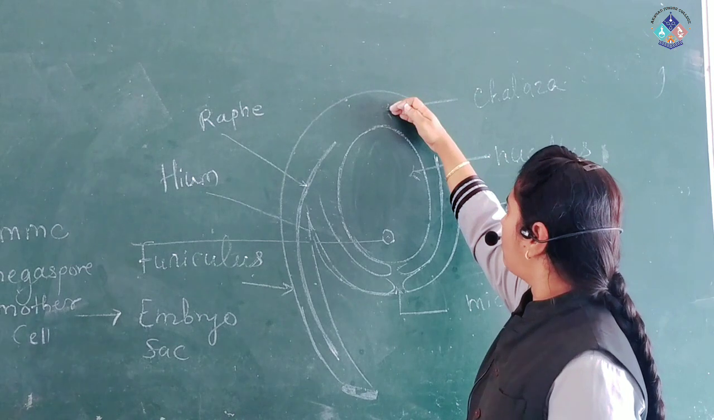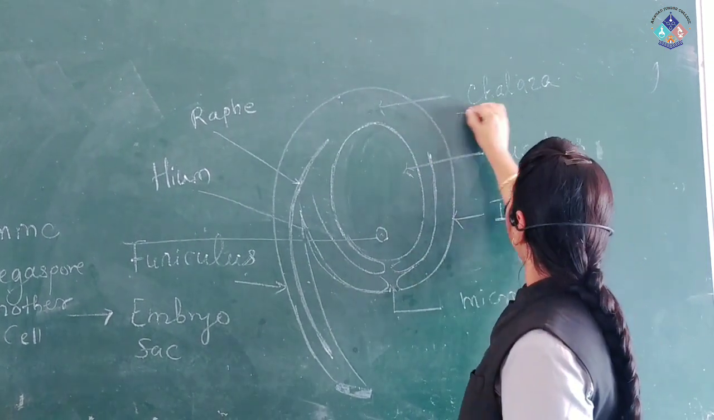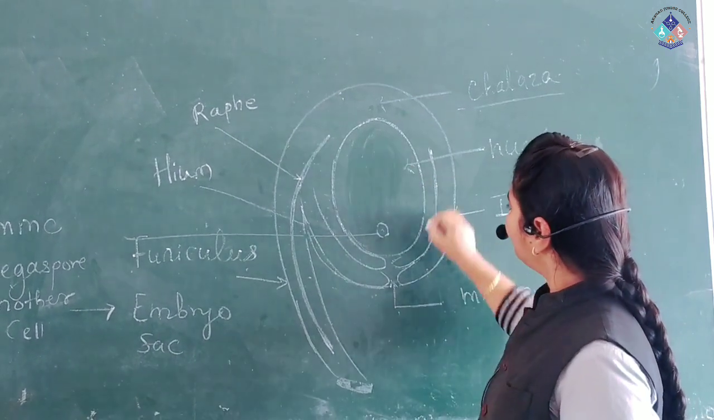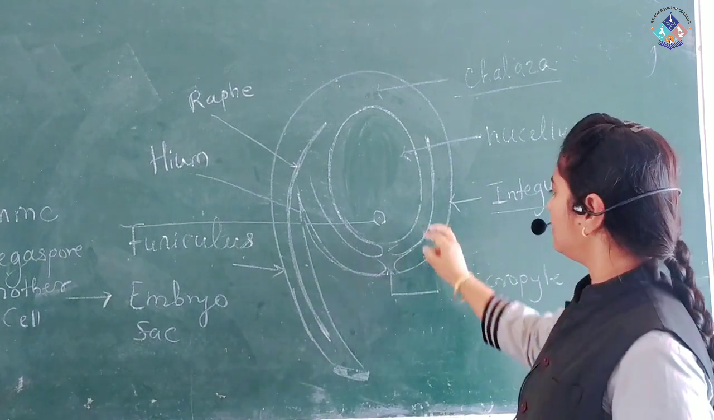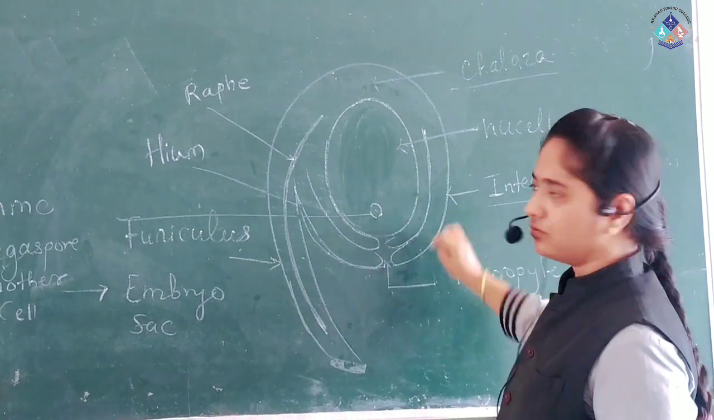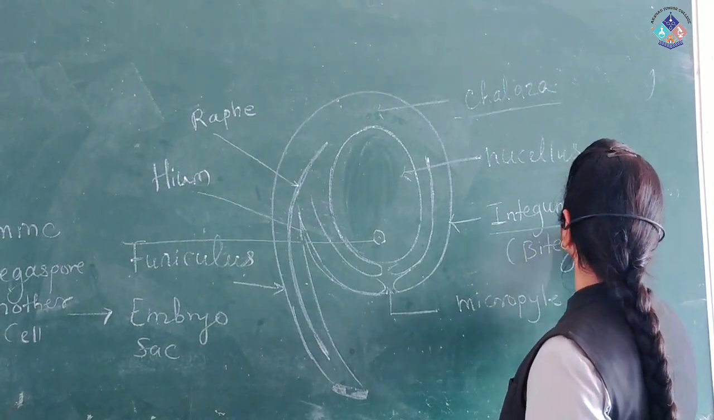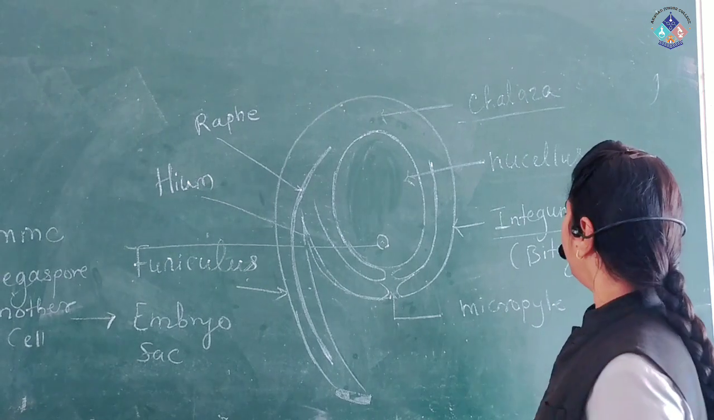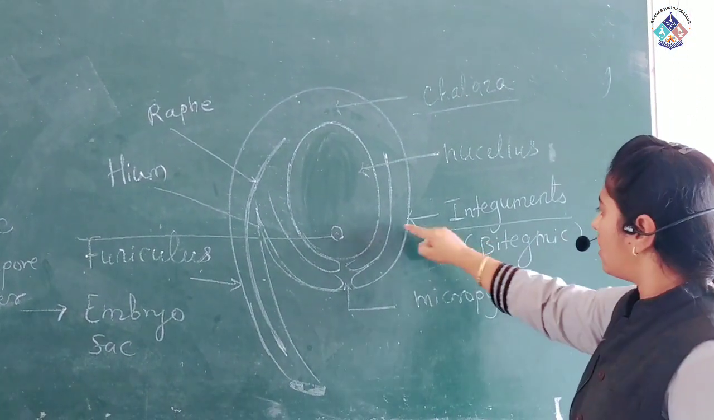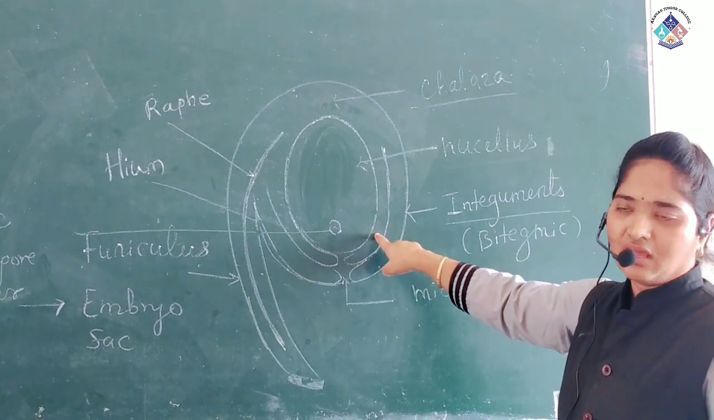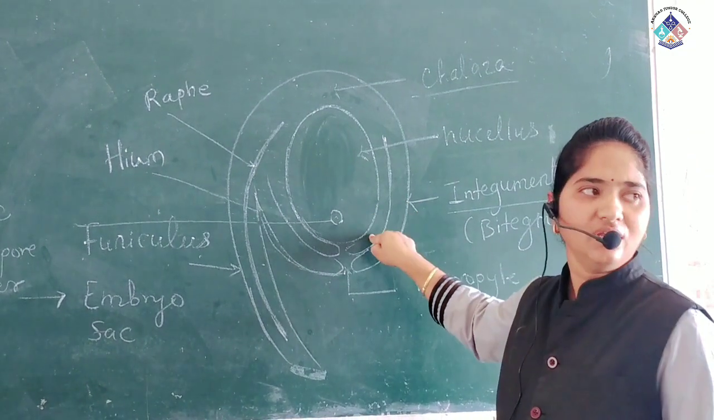This is the base of the ovule, and the base of the ovule is called chalaza, and the nucellus is covered everywhere by the integuments. You can see here two integuments, 1 and 2. So this type of structure is called bitegmic. The outer is called testa and the inner is called tegmen. If some ovule has only one integument, then it is called unitegmic.